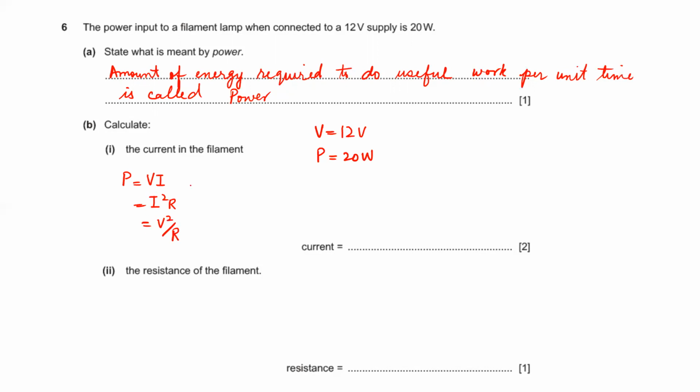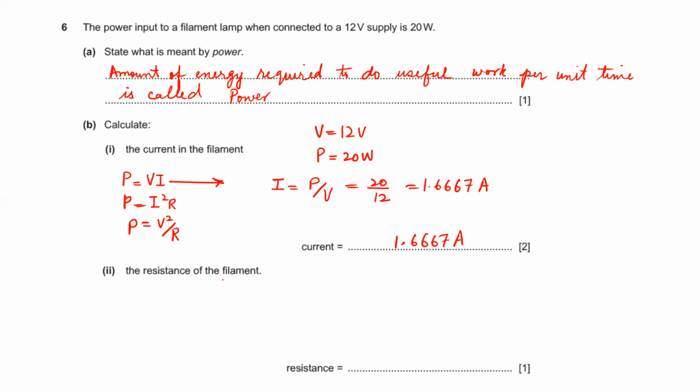We only have to find out the value of current. So we are given the voltage, yes, and we are given the total power. We are not given the resistance. So the first formula will give us the right value. So I equals P divided by V. So power is 20 divided by 12. So the answer is 1.6667 amperes. Again, do not forget the units. The unit of current is ampere.